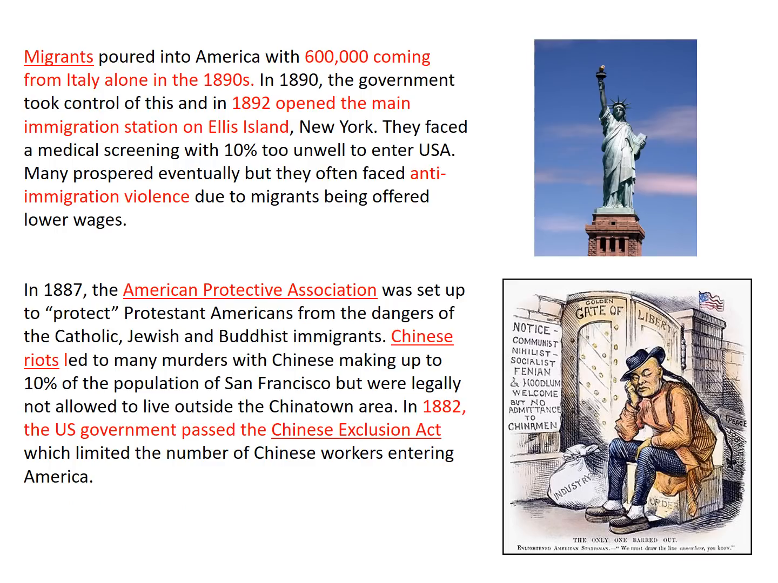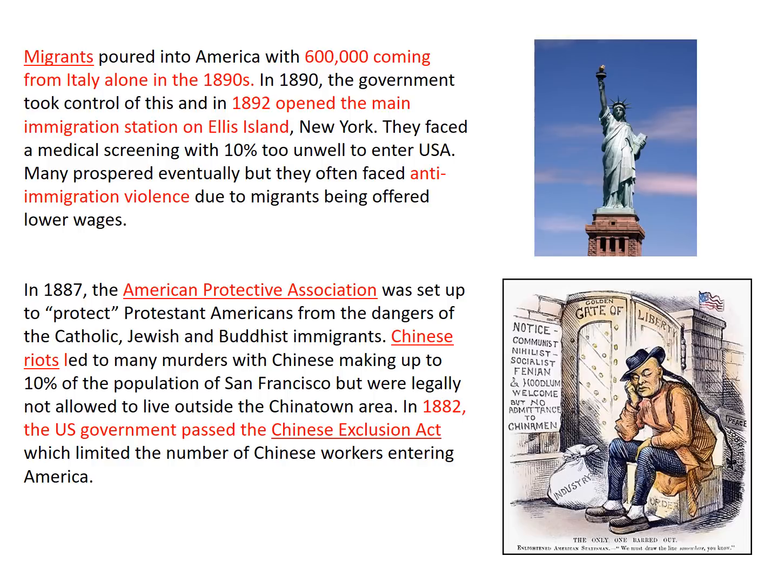And then you add into the fact that many people are attracted to come to America, buoyed by the idea of freedom and stability. Look at that, over 500,000 come from Italy alone in the 1890s. The government opened up an emigration station in Ellis Island in New York. They often, if they got through that, and 10% were deemed too unwell to even make that through, they often face discrimination and anti-immigration violence.